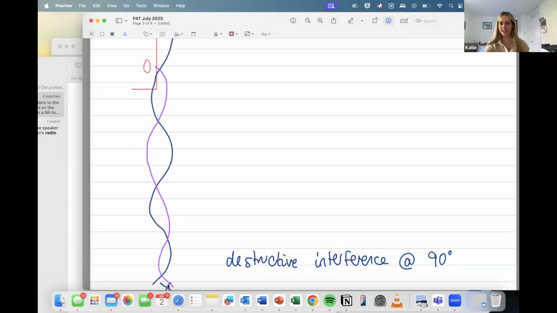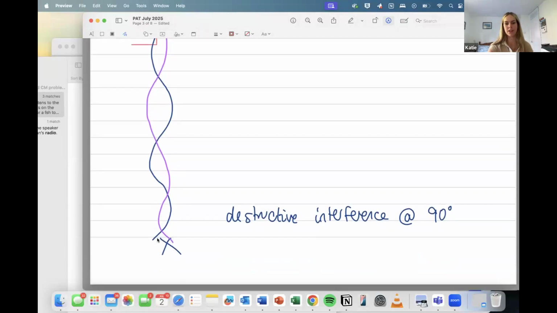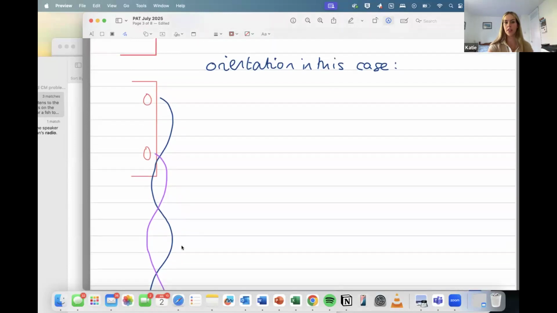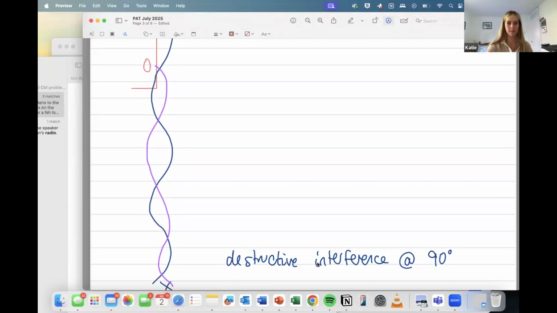antiphase, if my diagram was drawn a bit better, and then reach this point where one is at a peak and one is at a trough. So you get complete destructive interference at this point. You get other points of complete destructive interference as well. This is just for the maximum possible wavelength.